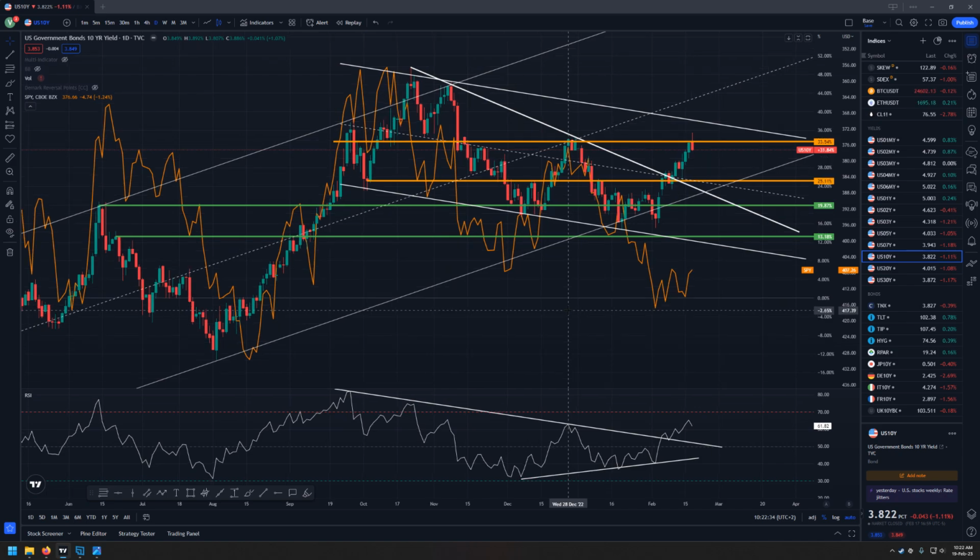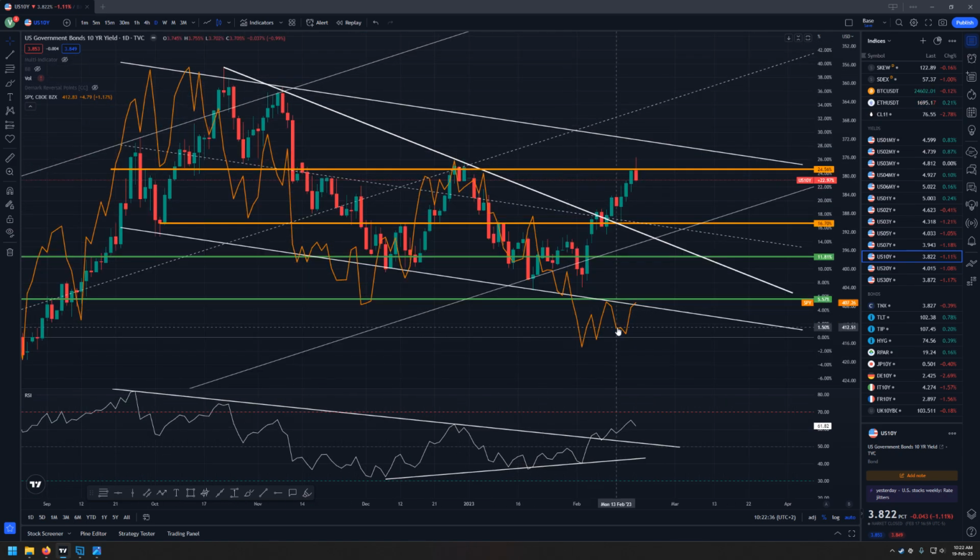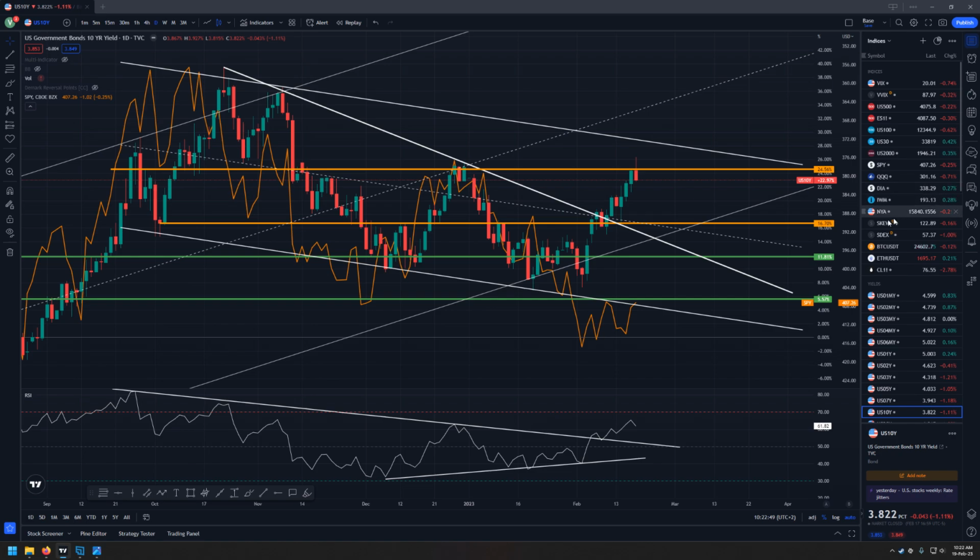So this will likely continue to happen for a while until we get the full turn. What I expect to happen next week is to see this continuation down in yields and dollar, something like this, for a backtest of the breakout level. Could go as low as here, and then we have the bigger breakout.